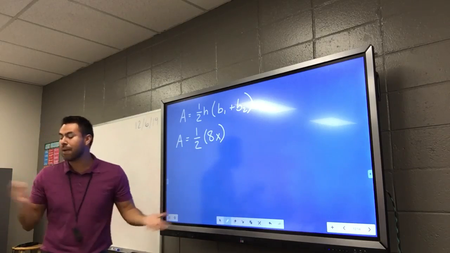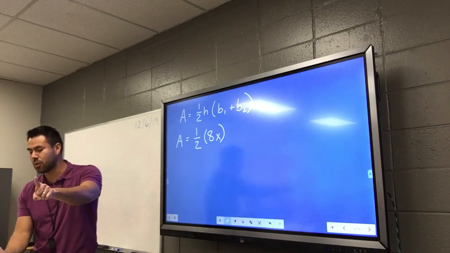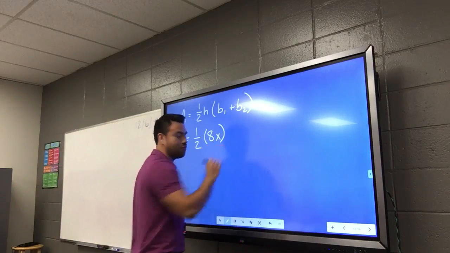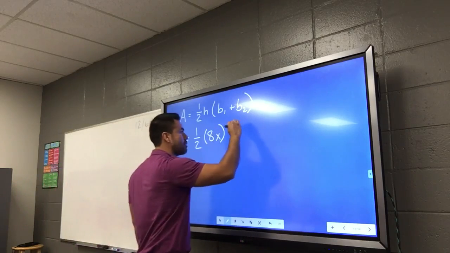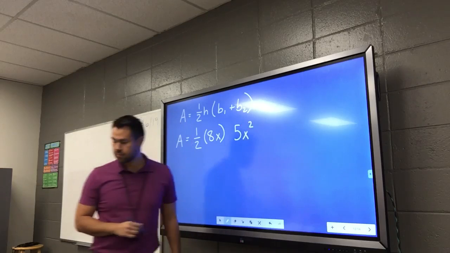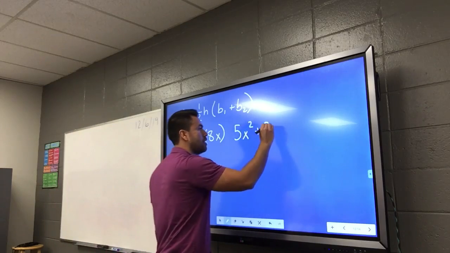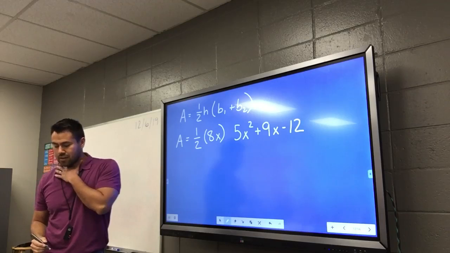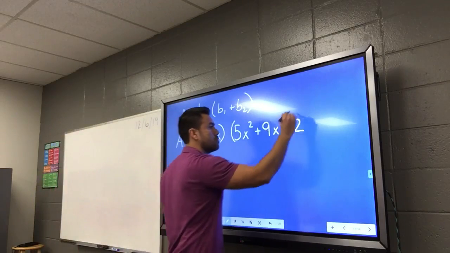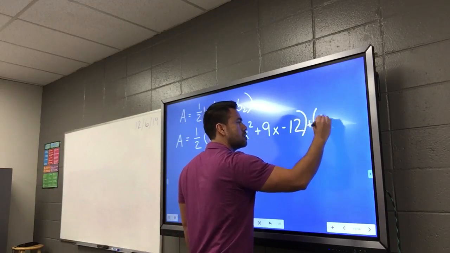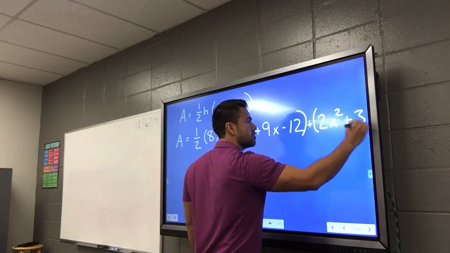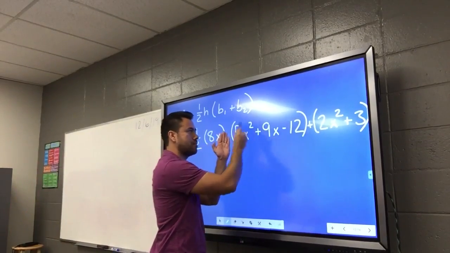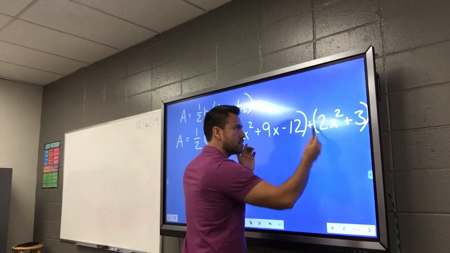All right, and then they do this. The first base, I'm going to call it 5x squared plus 9x minus 12. So write this down, please. 5x squared plus 9x minus 12. And then the other base is 2x squared plus 3. Okay, now, is this one of the bases? Yeah. Is this another one of the bases? Yeah. Are they being added?